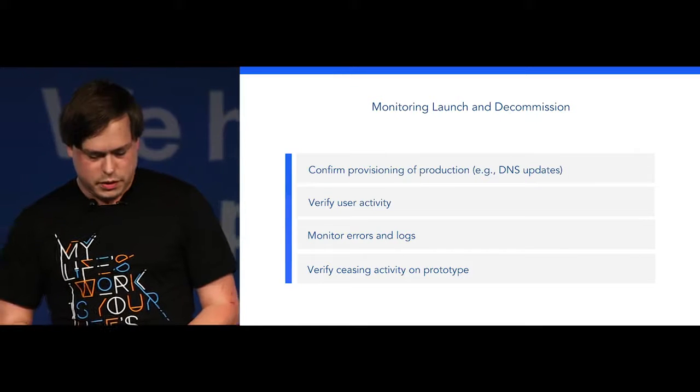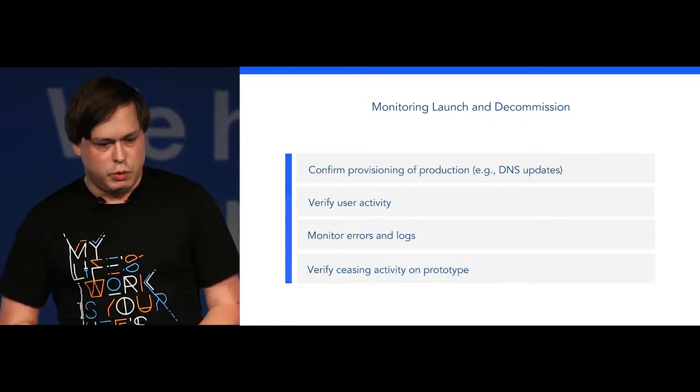Also, you can't just set it and forget it. You know, we hit play, but it's not done yet. We need to make sure that we're monitoring those things we talked about earlier. So we want to confirm the provisioning of production, that this DNS update worked. This is where maybe having a private page that can tell you, this is the exact server I'm on, this is the version I'm running. Shouldn't be open to the public, but perhaps something behind your own firewall you can access to verify that. Slide, monitoring launch and decommission, a list.